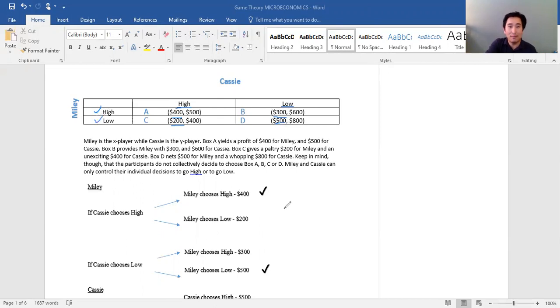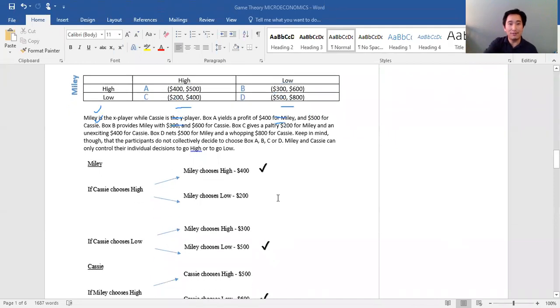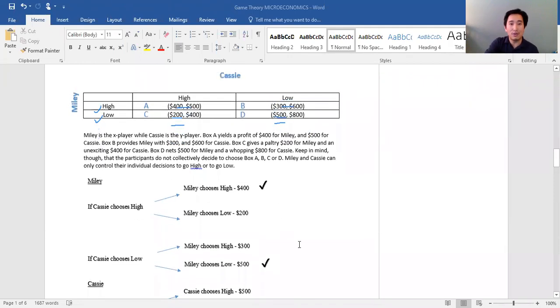Now, again, I put a check mark next to the low. Now, notice how this situation is a little bit different than the previous situation, because if Cassie goes high, Miley goes high. If Cassie goes low, Miley goes low as well. So there's no dominant strategy in this case for Miley, because Miley's decision is dependent on what Cassie has done. Now, again, these numbers are not the same as the previous example.